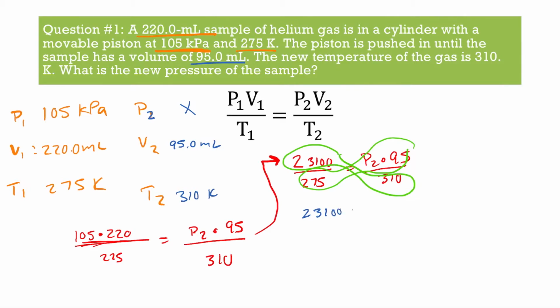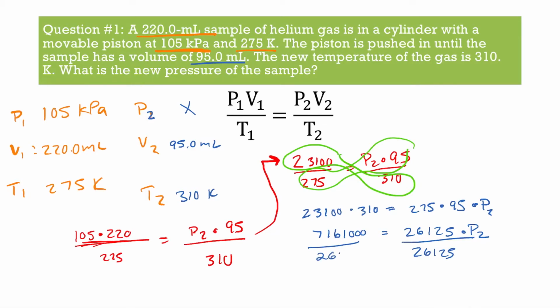So you get that. If we're writing every single step out, that looks like this: 23100 times 310 equals 275 times 95 times P2. So that is our cross multiplication. And so if we do some math, 23100 times 310 is 7161000. And then 275 times 95 gives you 26125 times P2. So now I want to get P2 by itself.